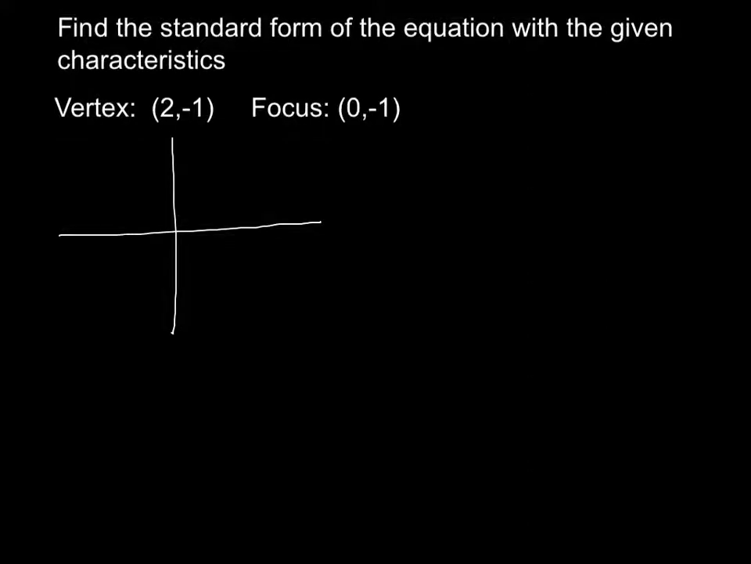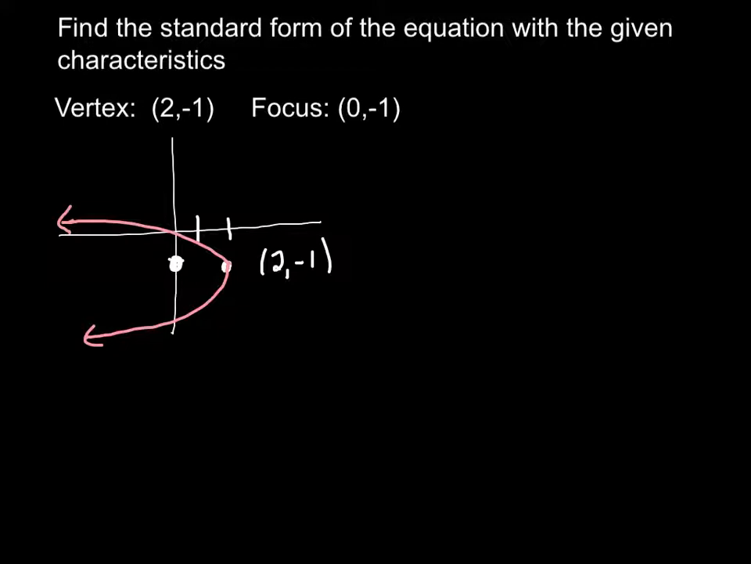Find the standard form of the equation given the characteristics. The vertex is at (2, -1), so let's label the vertex (2, -1), and the focus is at (0, 1). So what we know about this is that the parabola looks something like this because the focus is in the middle of the parabola. What we have to determine is the p-value.